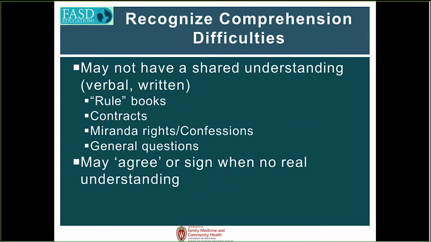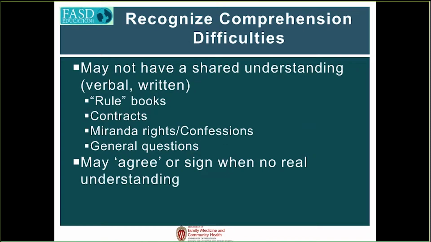Looking at recognizing comprehension difficulties, we may not have a shared understanding. What I mean by that is their understanding may not match our expectations, especially when it comes to the rule books. So if consequences are based on rule violations, more work is needed to assure that the rules are actually understood, not just simply signed off on. And if I could, I would do an entire talk just on rewriting the rule book, looking at contracts, if they've been involved with the justice system, Miranda rights and confessions, and just general questions and confusion.